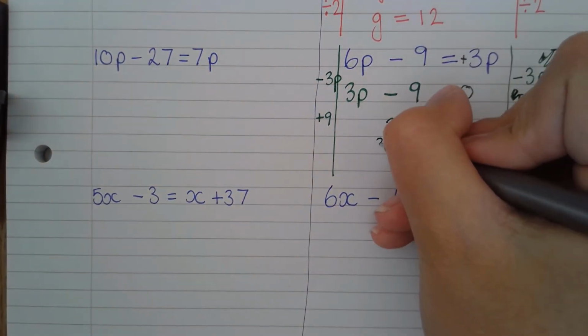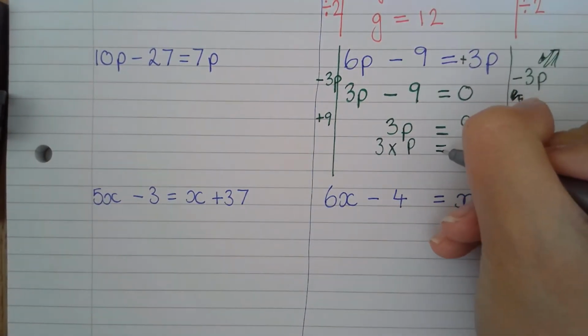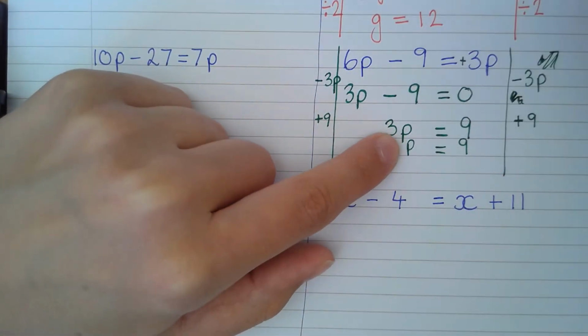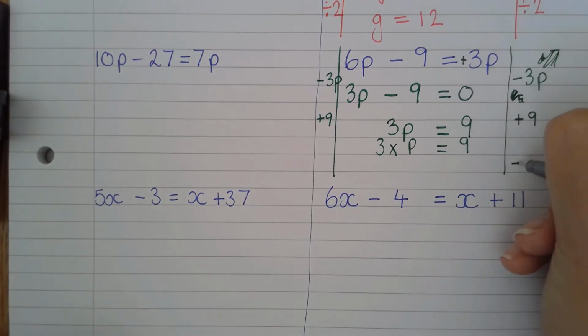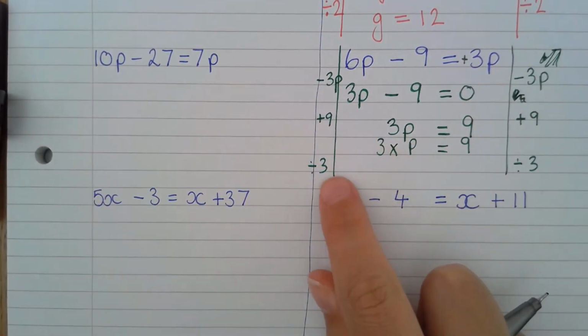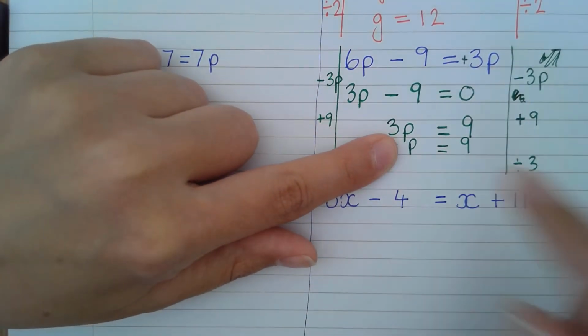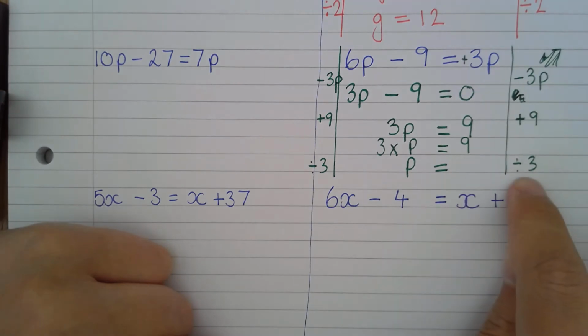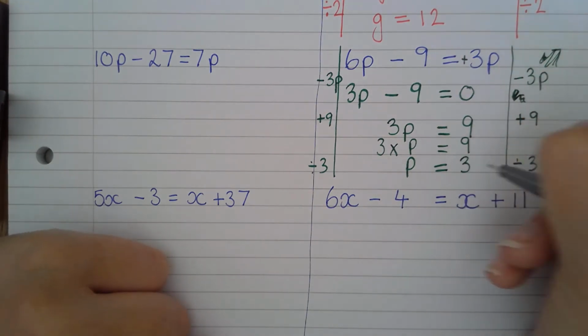3P means 3 times P equals 9. But I need to get P on its own, so I need to get rid of this times by 3. So I'm going to divide both sides by 3. Times 3 divide by 3, I'm just left with P equals 9 divided by 3 is 3.